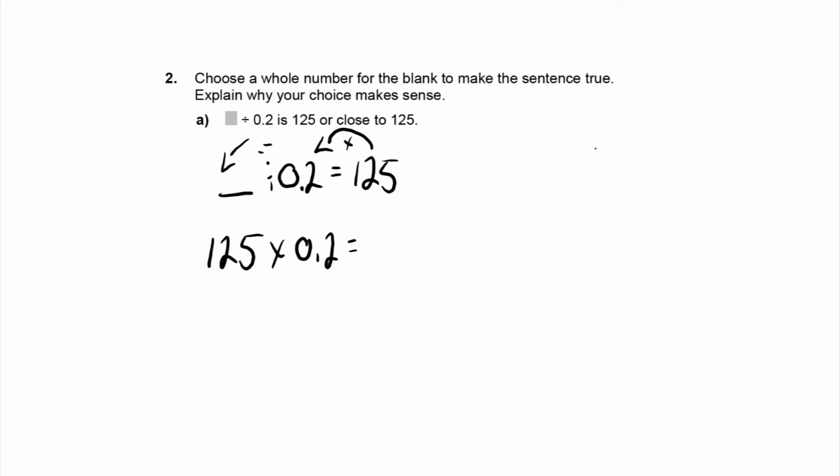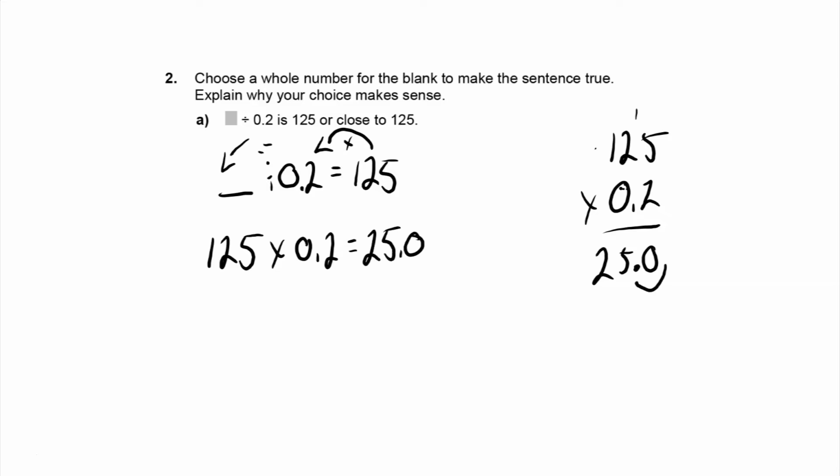If I do that, I'll do it on the side here as a multiplication. 2 times 5 is 10, 1 to carry, 2 times 2 is 4, plus 1 is 5, 1 times 2 is 2, 250. I have one decimal place here, so I move my decimal one position and I end up with 25.0. So we can say then that 25 divided by 0.2 is equal to 125.